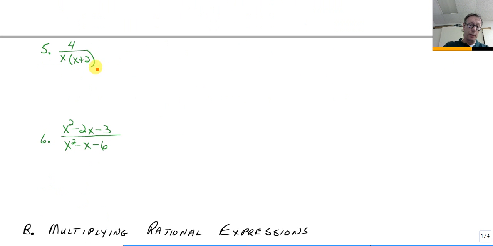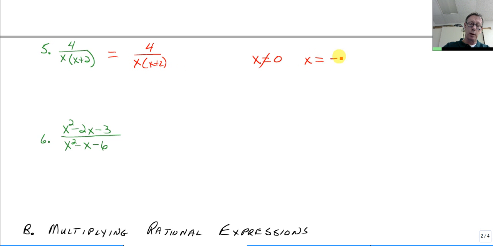Okay, the next one, what we have is 4 over x times x plus 2. That's already factored, and there are no common factors, so this is as simple as it's going to get. And we need to go ahead and specify what values I can't have in the denominator. So I can't have x equal to 0. That would cause the denominator to become 0. And in my second factor, an x value of a negative 2 would not work.